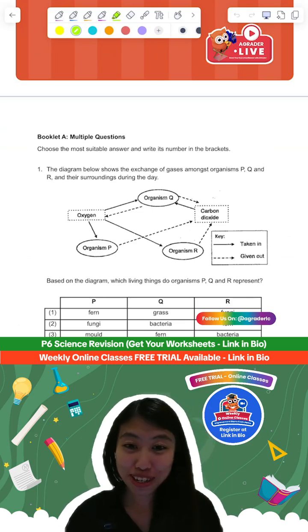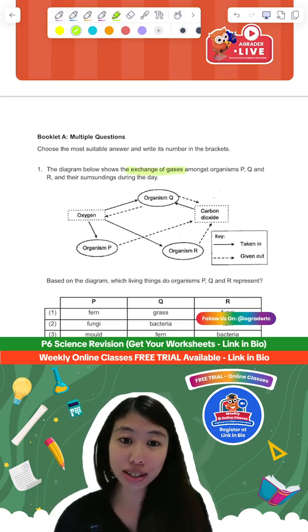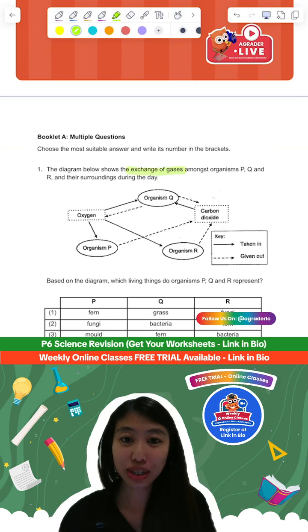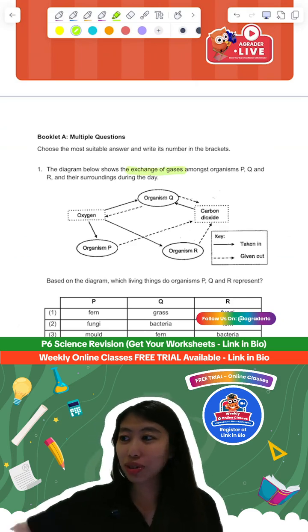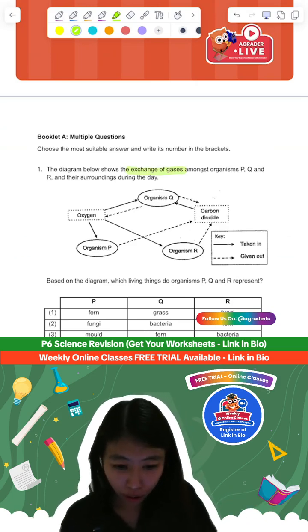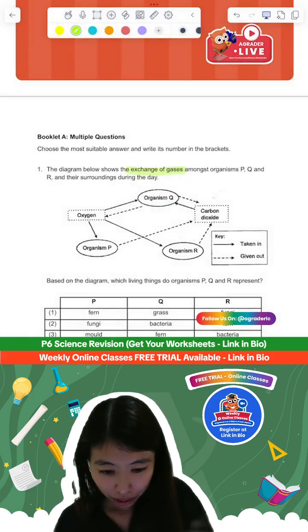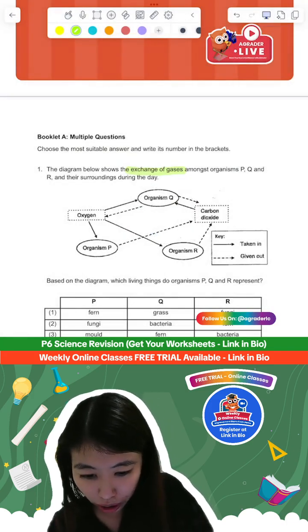Okay, so we move on first, okay? So they show the exchange of gases amongst the organisms and their surroundings during the day. Okay, so now you have to look out for the direction of the change in gases, okay? So hold on.